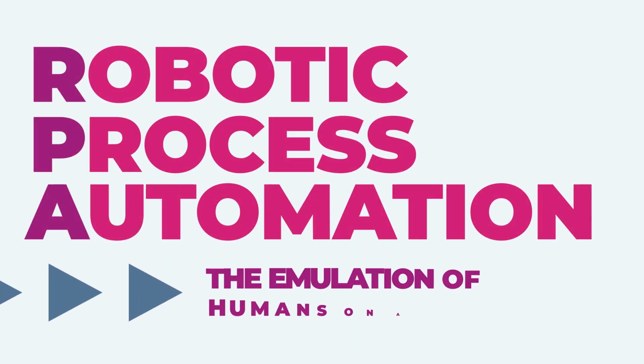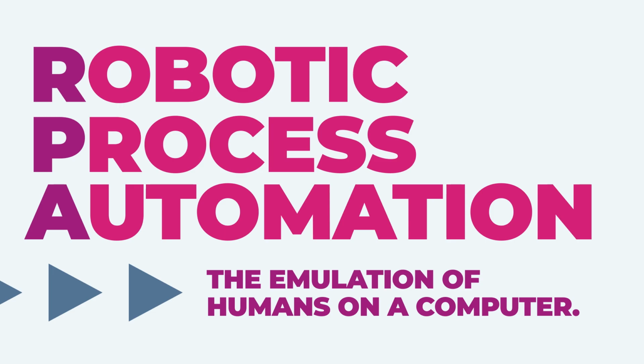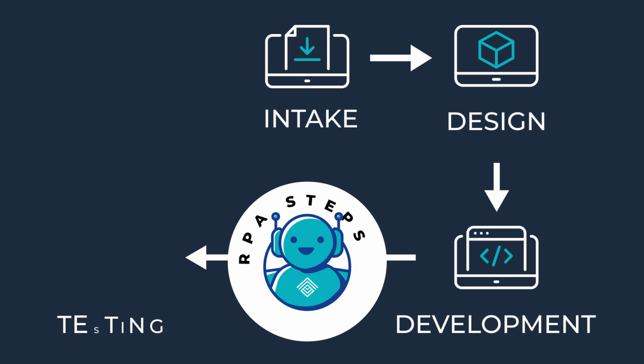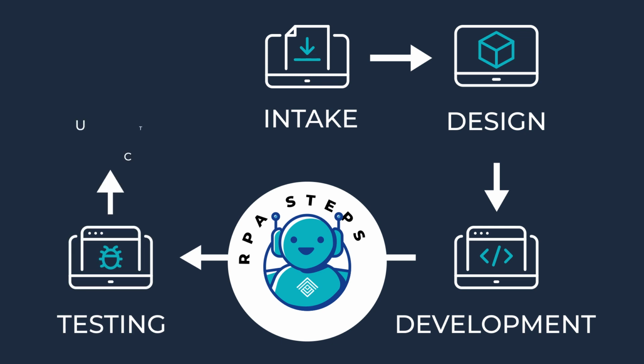Well, before we get into the steps, let's just talk about what RPA is. Everyone says RPA, you already mentioned it, RPA. Well, RPA stands for Robotic Process Automation. It's just the emulation of humans on a computer. We're taking the keyboard and the mouse out of the user's hands and everything happens automatically on the computer. Now let's get to the steps. It's all about intake, design, development, testing, and my favorite part, the push to production.